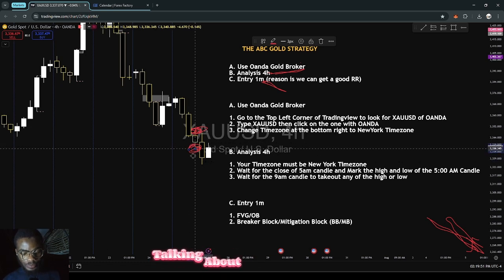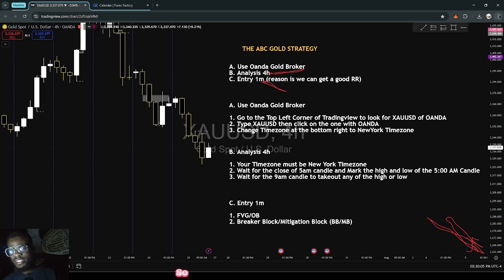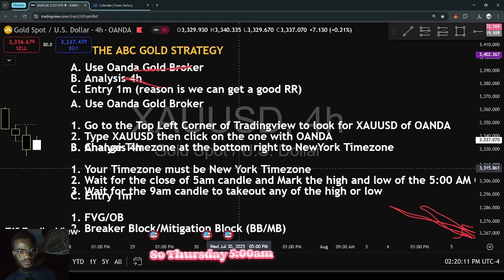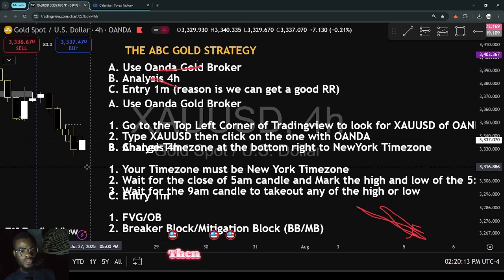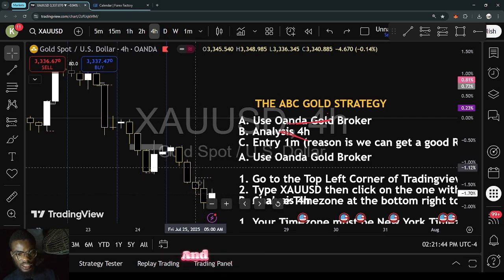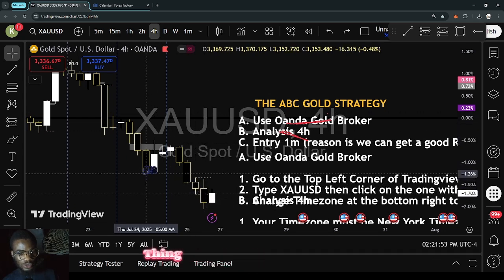Okay, so now I've increased it. Look at it. 5 a.m. on Friday, we mark the high and low. Thursday 5 a.m., we mark the low, then we mark the high. Next on Wednesday we mark the 5 a.m. candle, low and high. Then on Tuesday, same thing. Monday 5 a.m., same thing.